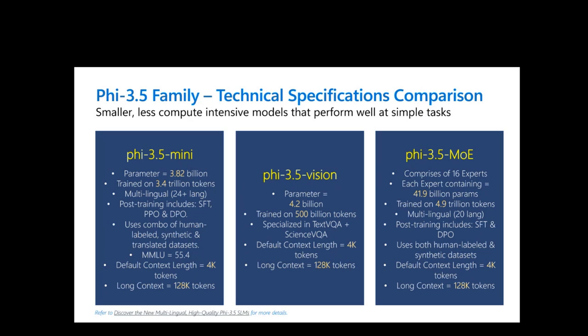Post-training: SFT, PPO, and DPO. DPO is the preferred choice for the Phi-3 models. What do these processes include at this level of training optimization? If you have to understand it, it's basically a combination of human-labeled, synthetic, and translated data sets. To a certain degree, all three of them are used.